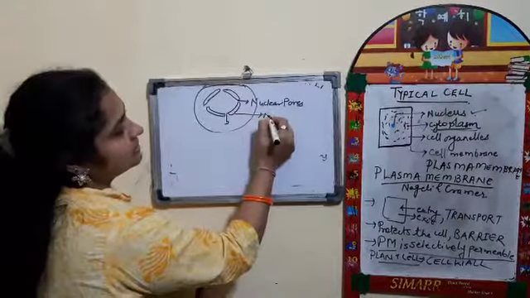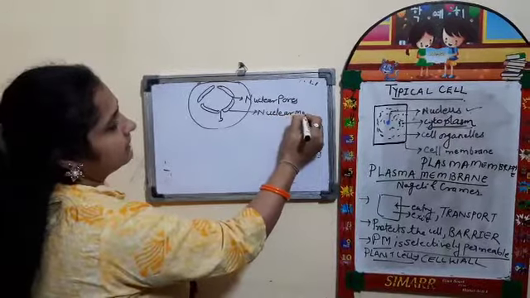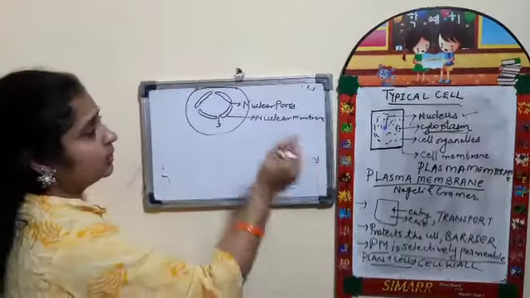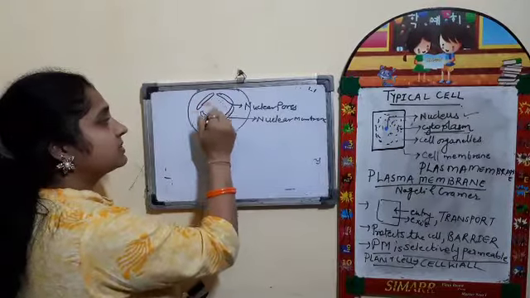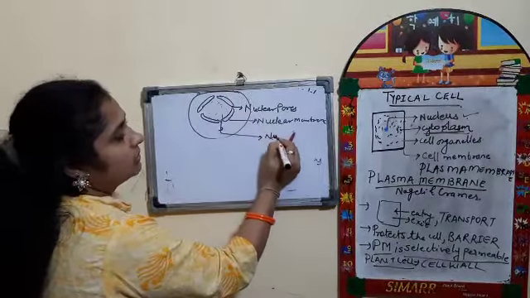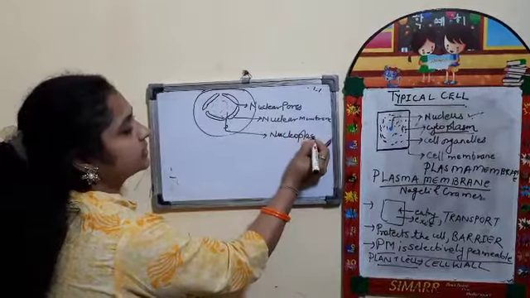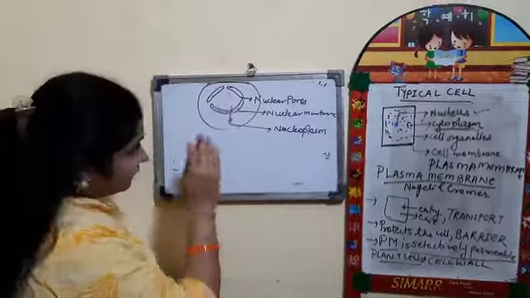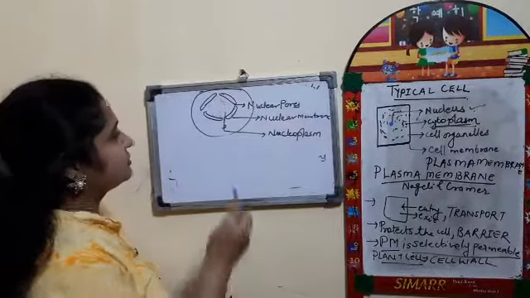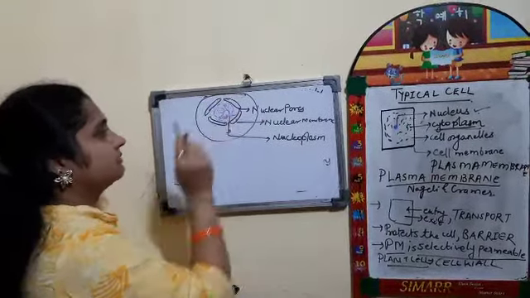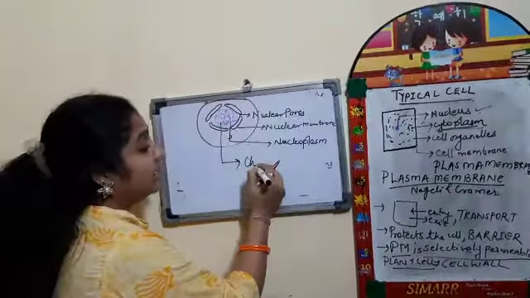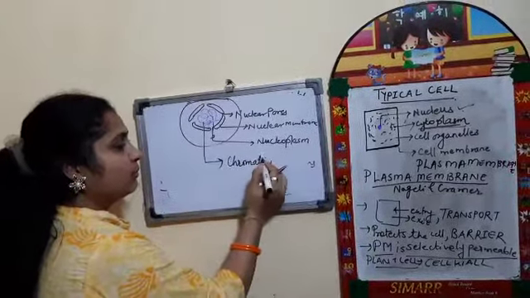Now this covering is known as the nuclear membrane, and the fluid which is present here is called the nucleoplasm. And one more thing we should know is that there is a thread-like structure present here. And what is that thread-like structure? It is your chromatin.